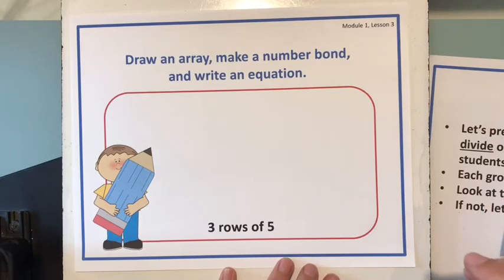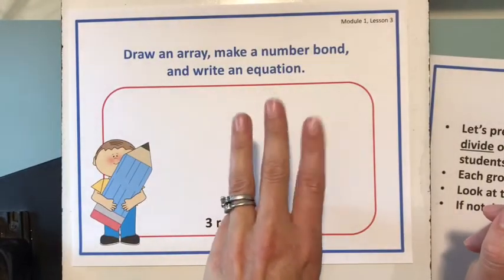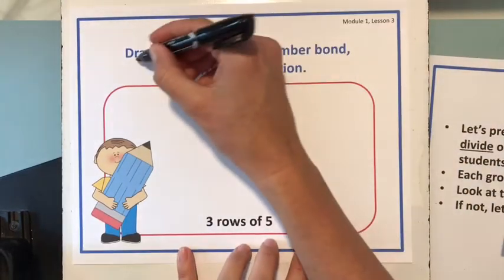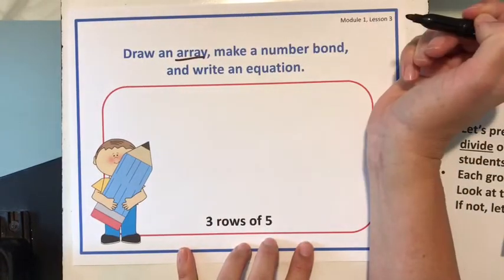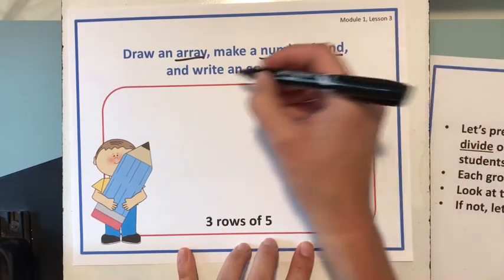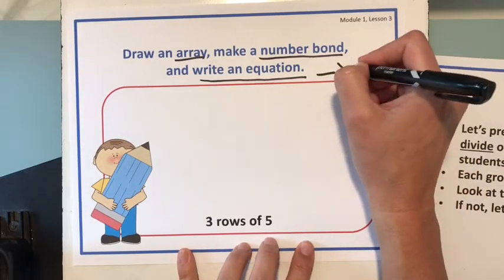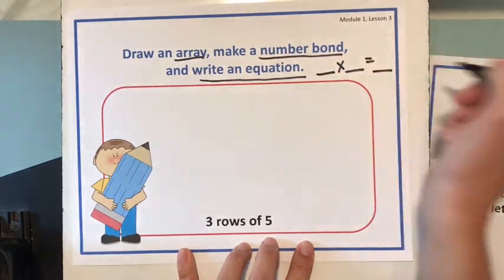Okay, on this one, you have 3 things that you're doing. You are going to draw an array. You are going to make a number bond. And you're going to write the multiplication equation. So blank times blank equals blank.